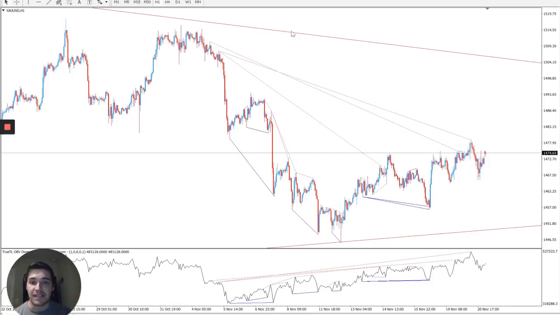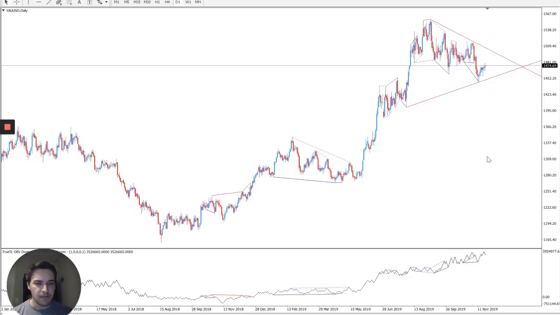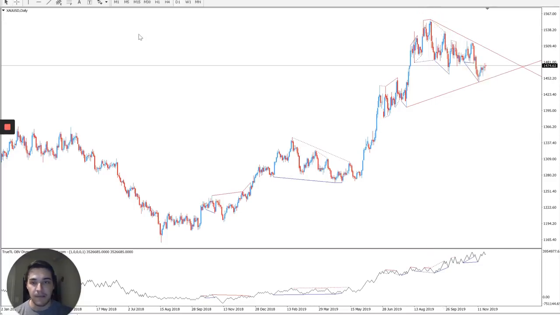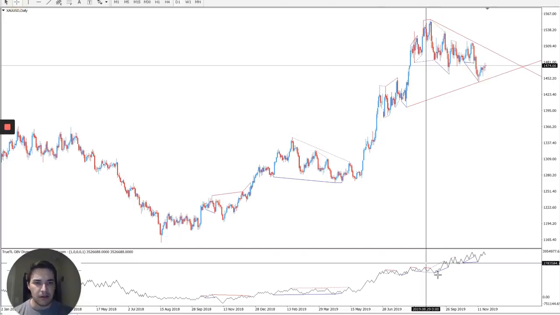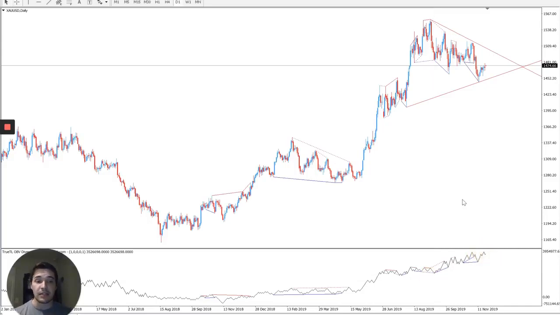So let me give you a good example of divergence. Right now I'm on gold on the daily time frame and we're currently in a channel. So here's divergence. Starting from up here to down here, we're in a downtrend. But on the OBV indicator, from here to here, it's in an uptrend. So that's a clear difference.